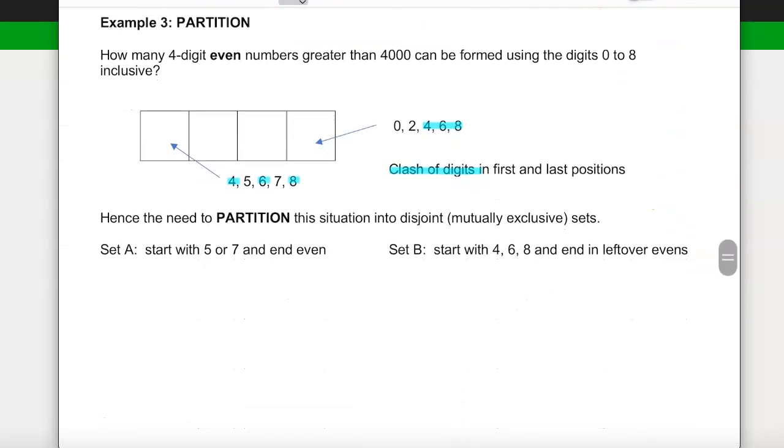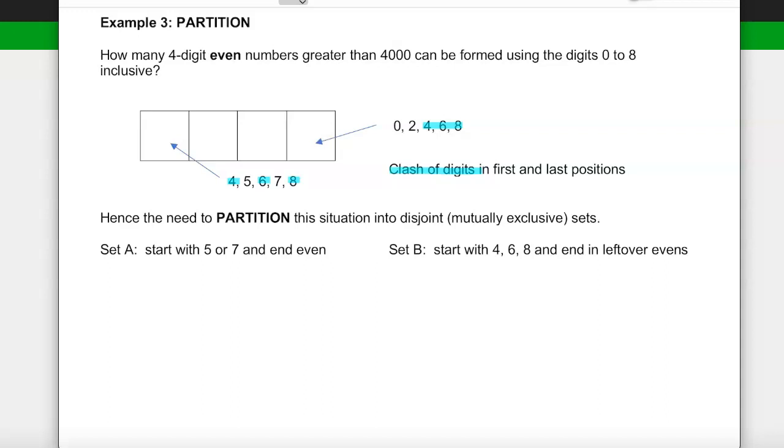So our third example is taking this idea of separating into 2 different sets and being careful whether there is any repetition of permutations or not. Sometimes in a situation we're forced to create that partition. How many 4-digit even numbers greater than 4,000 can be formed using the digits 0 to 8 inclusive, which means you can include 0 and you can include 8.